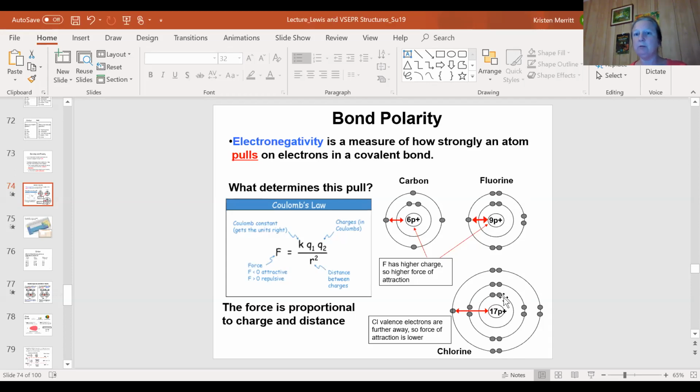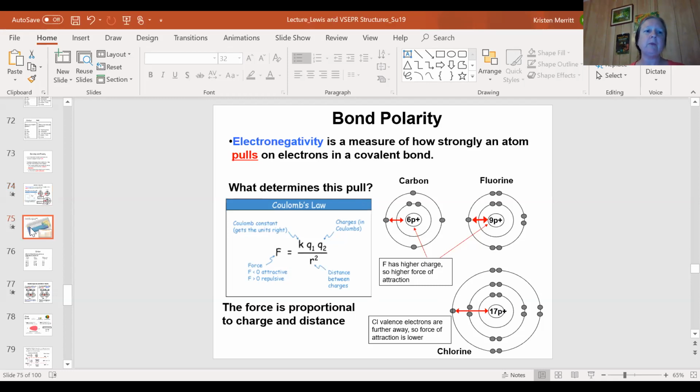So we call it shielding, right? It's kind of like cotton in the way. Let's say this is noise and this is a bunch of cotton. You're not going to hear the noise as well out here as you would out here because of all the interference. Okay, so it's radius and that positive charge that contribute to electronegativity. And it's the same force equation. It's directly related to charge. The higher the charge, the stronger the pull, but inversely related to radius. So the bigger the radius, the smaller the force.